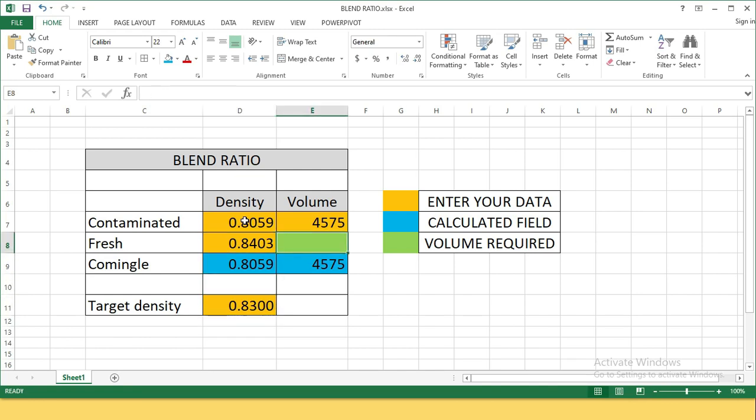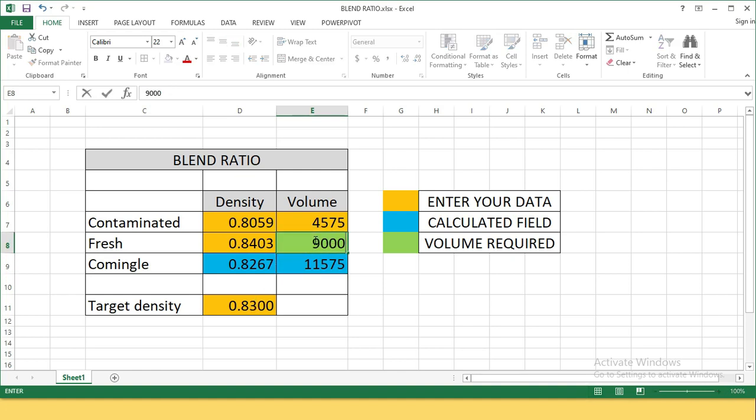Now you have to enter the data in such a manner so that this target commingle density should reach close to 8300. Now let us say if you are going to mix 4000 liter of the product with the 4575 liter of the product having this density, you will be reaching up to 8219. It is low. So let us increase the quantity to 7000 liter. Again you are reaching a little higher, 8267, but a little lower than your target density.